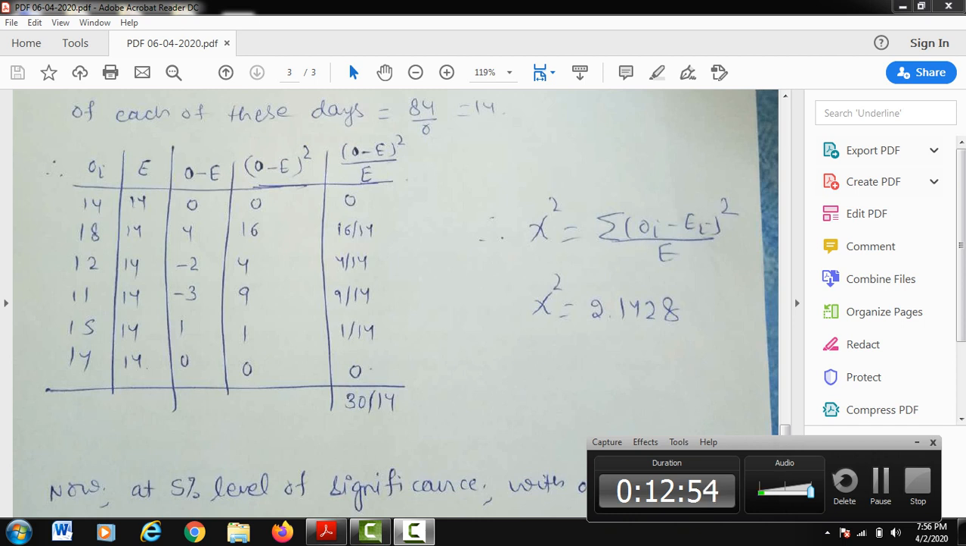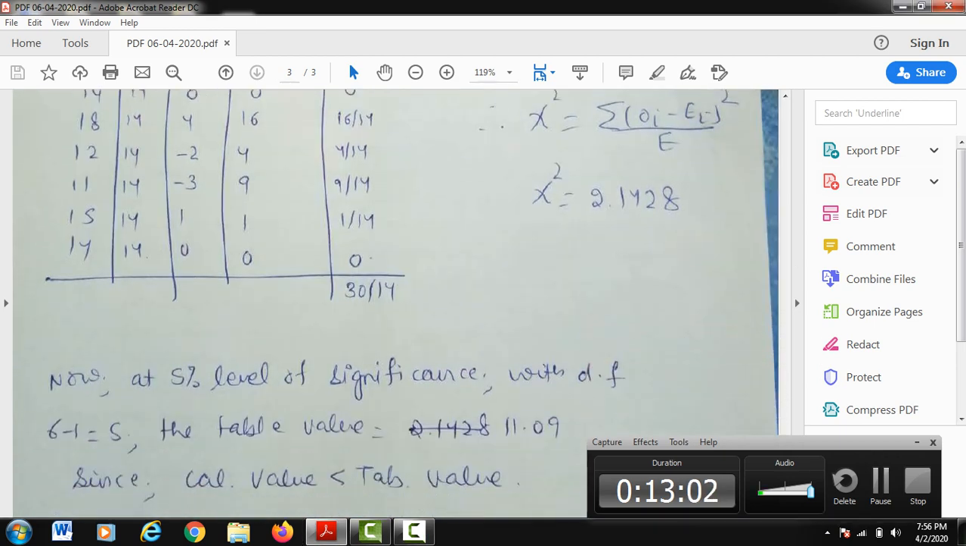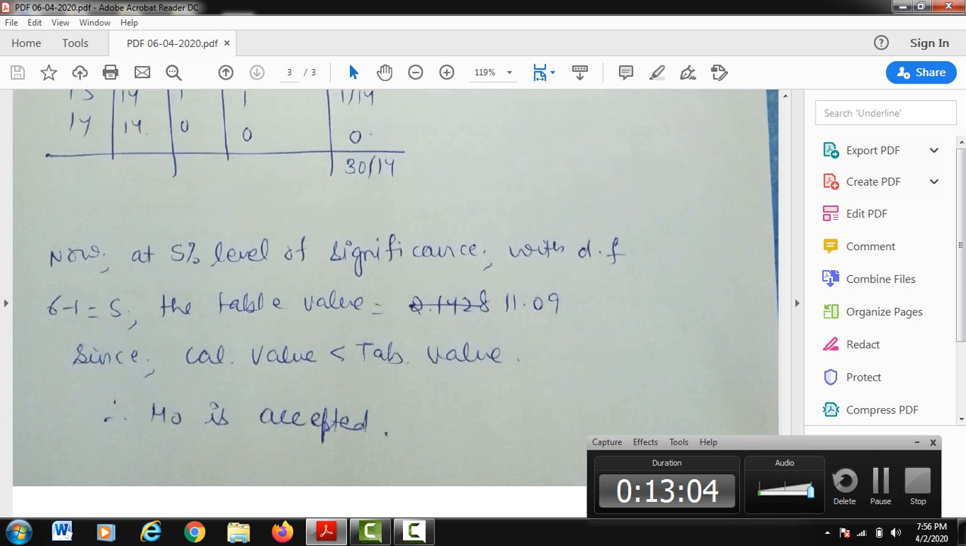Now I will evaluate its table value. Again students, I am telling you, if the level of significance is given, then you have to follow that. But if it is not given, then by default you can take 5% or 1%. It's your choice. Usually I take 5%. So at 5% level of significance with degrees of freedom n minus 1, where n, the number of days, is 6, 6 minus 1 is 5. The table value comes to be 11.09. You can verify it or calculate it from the tables.